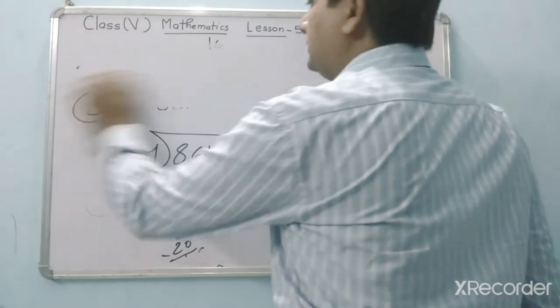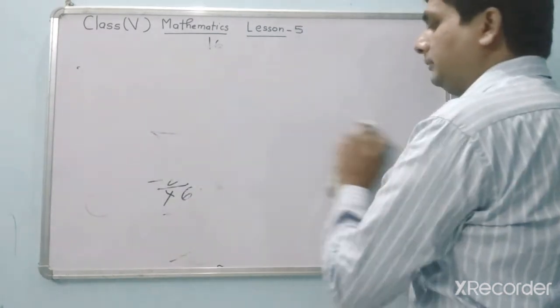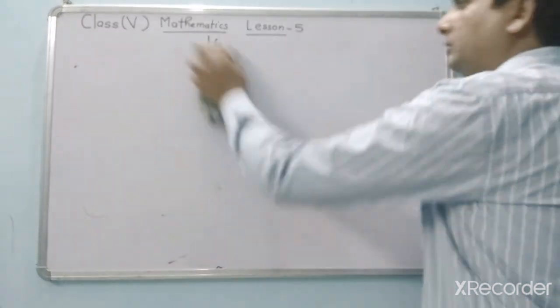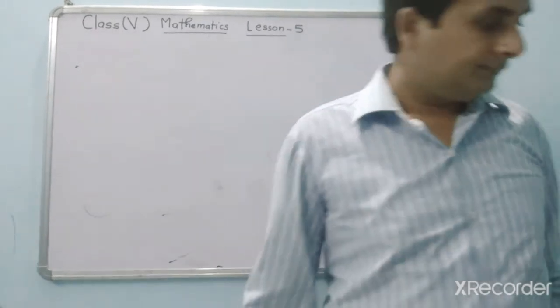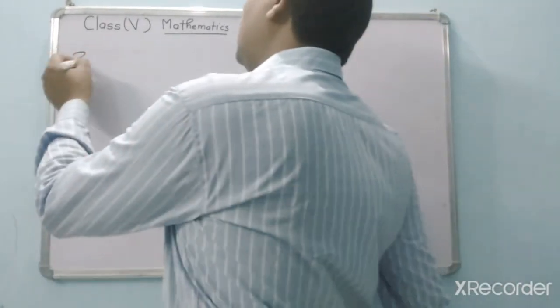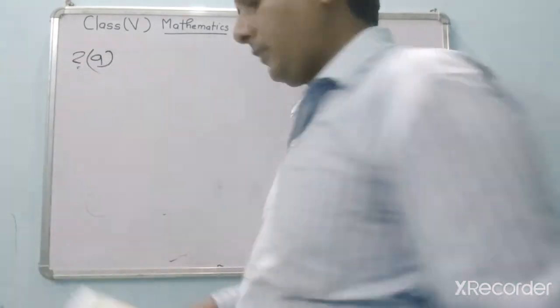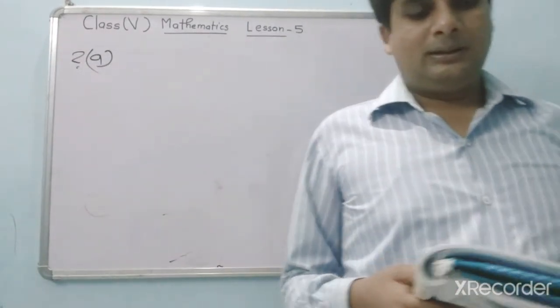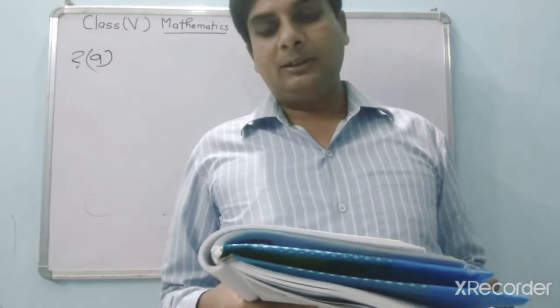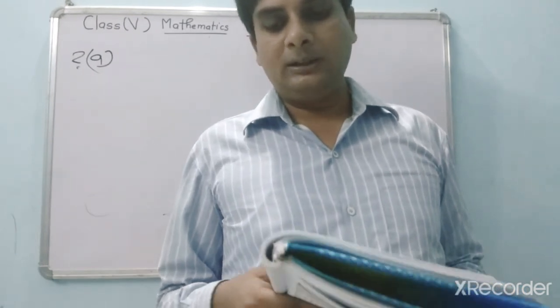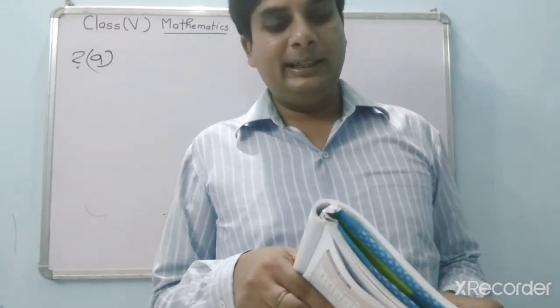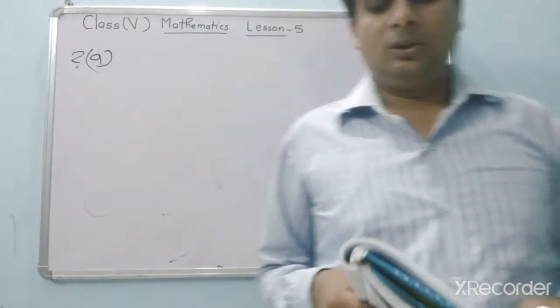Now we are going to discuss some problem solving questions that are given. So we are going to discuss that. Question 1, A. What is the question? 11.25 liters of juice is distributed into 9 bottles. How much juice will each bottle contain? So what will the statement be?